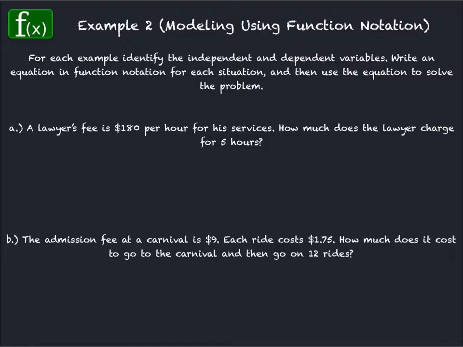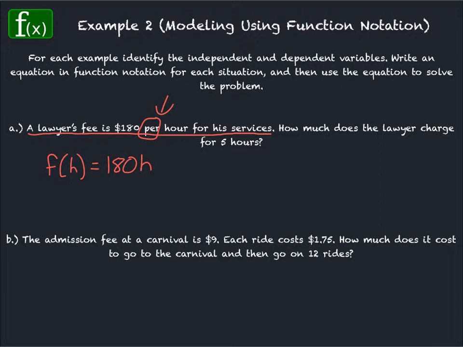It's very similar to what we did last week, except instead of y, we're going to be using f of x. So here we have: a lawyer's fee is $180 per hour for his services. How much does the lawyer charge for 5 hours? Really we only need that first sentence to write the equation portion of our problem. Per, remember, is one of your rate words. It means multiplication. So we would write this as f of h, and I'm going to use the variable h since we're talking about hours, equals 180 times h.